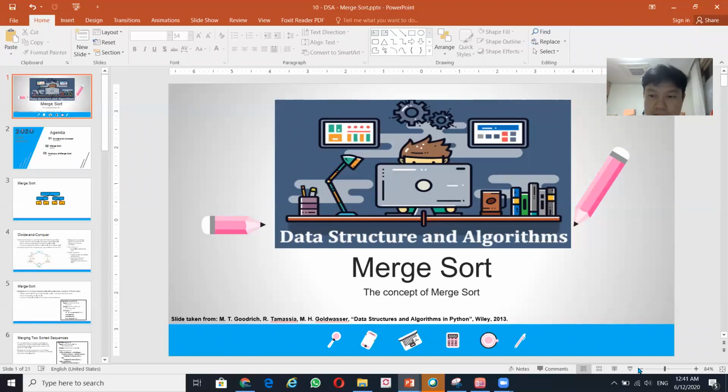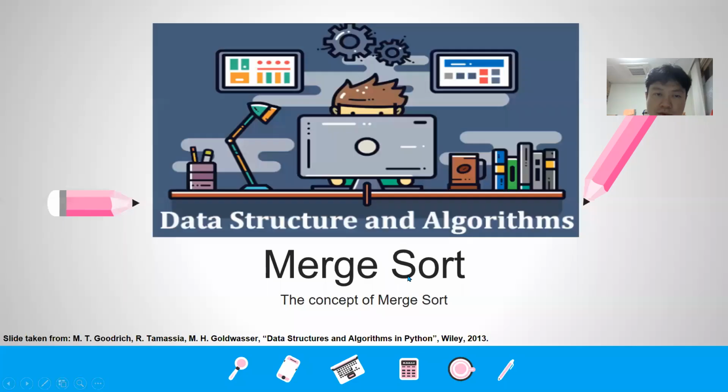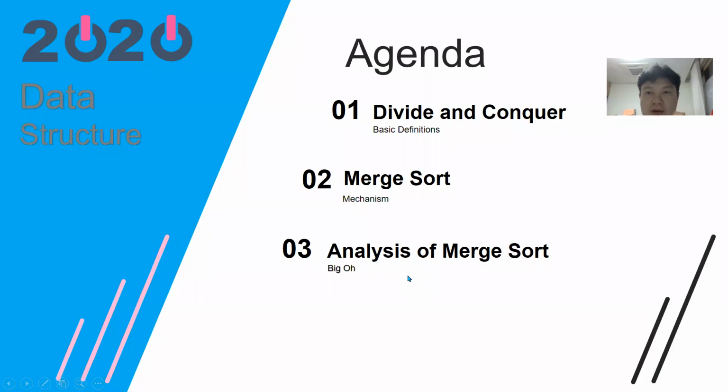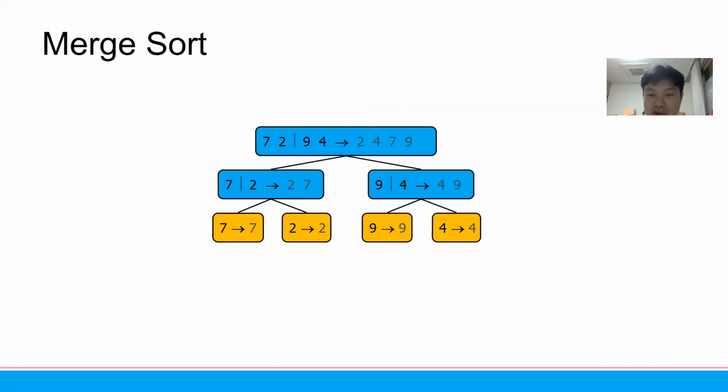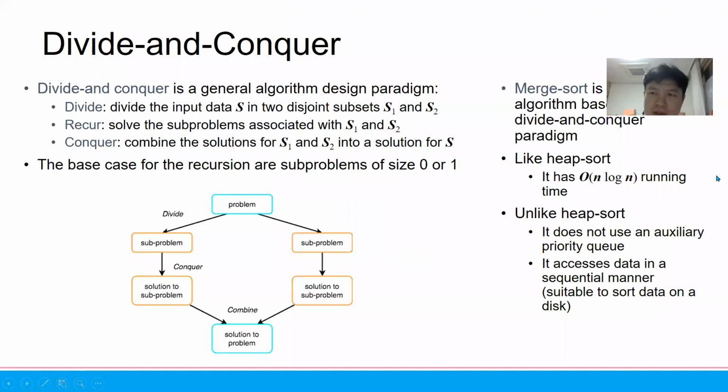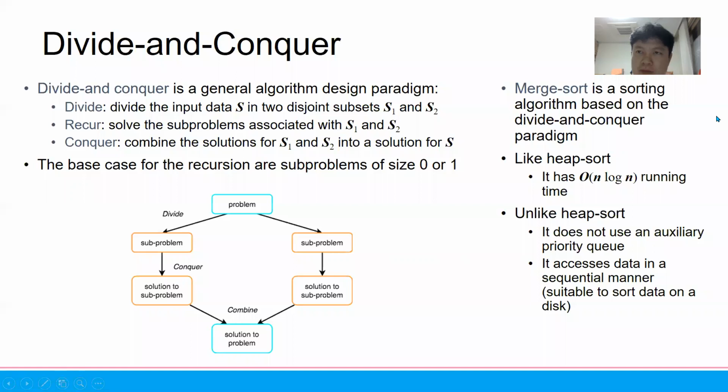So the agenda of this video will be about divide and conquer, and this will be the basic definitions for all things about the sorting algorithms. We are going to discuss merge sort and the analysis of merge sort, like the big O and something. So what is merge sort? Before we explain and learn more about the merge sort, we need to understand the idea about divide and conquer.